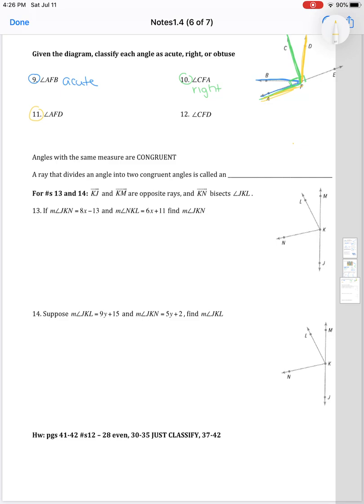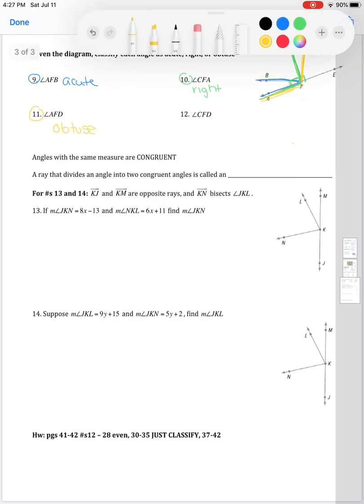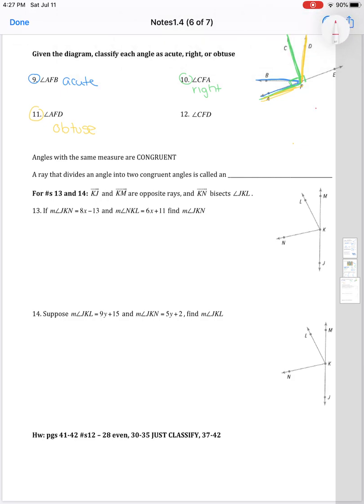All right, AFD. So we have from A to F to D. Well, if we said the green angle was a right angle and D went further beyond that, then that means this one has to be an obtuse angle. And then the final one we have here is CFD.